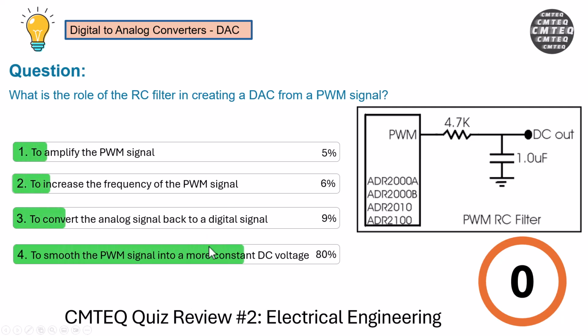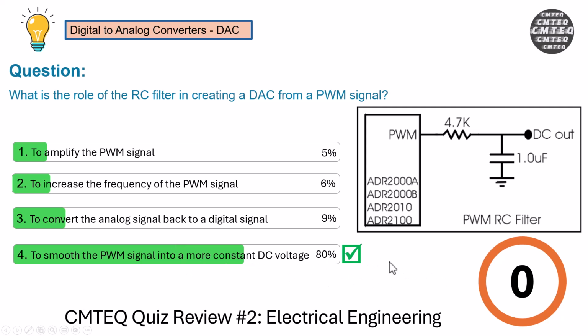Great stuff. The community voted overwhelmingly for option 4, that is to smooth the PWM signal into a more constant DC voltage. But is this the correct answer? Let's go ahead and reveal the correct answer. Correct. So this is the right answer.